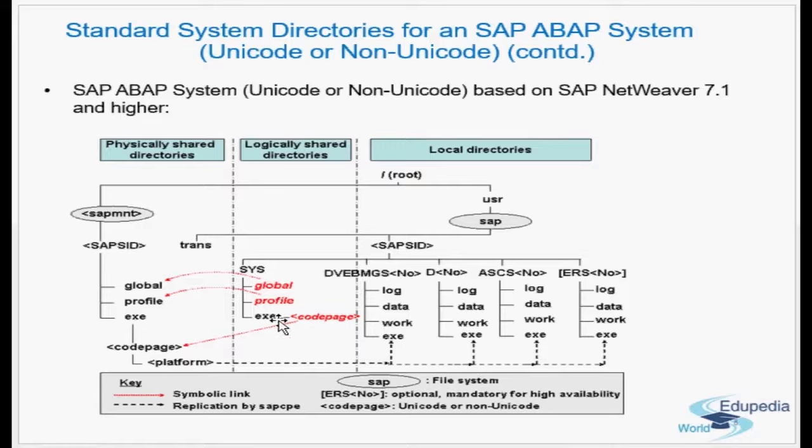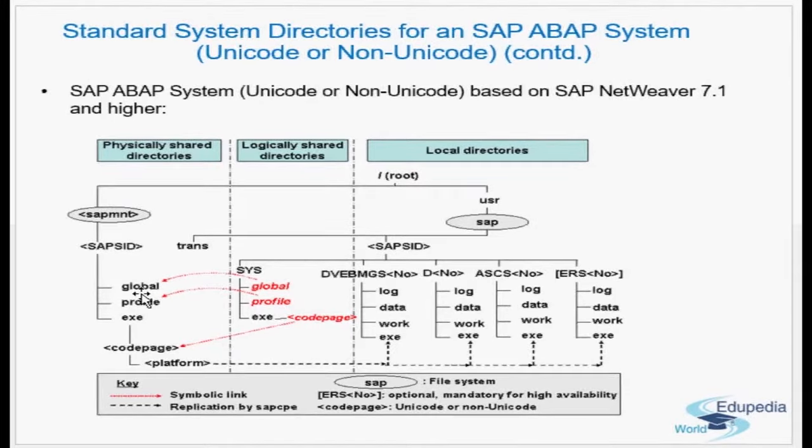Here only in exe we have code page, and that is mapped again through a symbolic link. And we have to take care about this SAP CPE replication which happens from the exe in the SAP MNT to the exe in the different instance subdirectories. Okay, only these few changes are made. The overall structure remains the same.